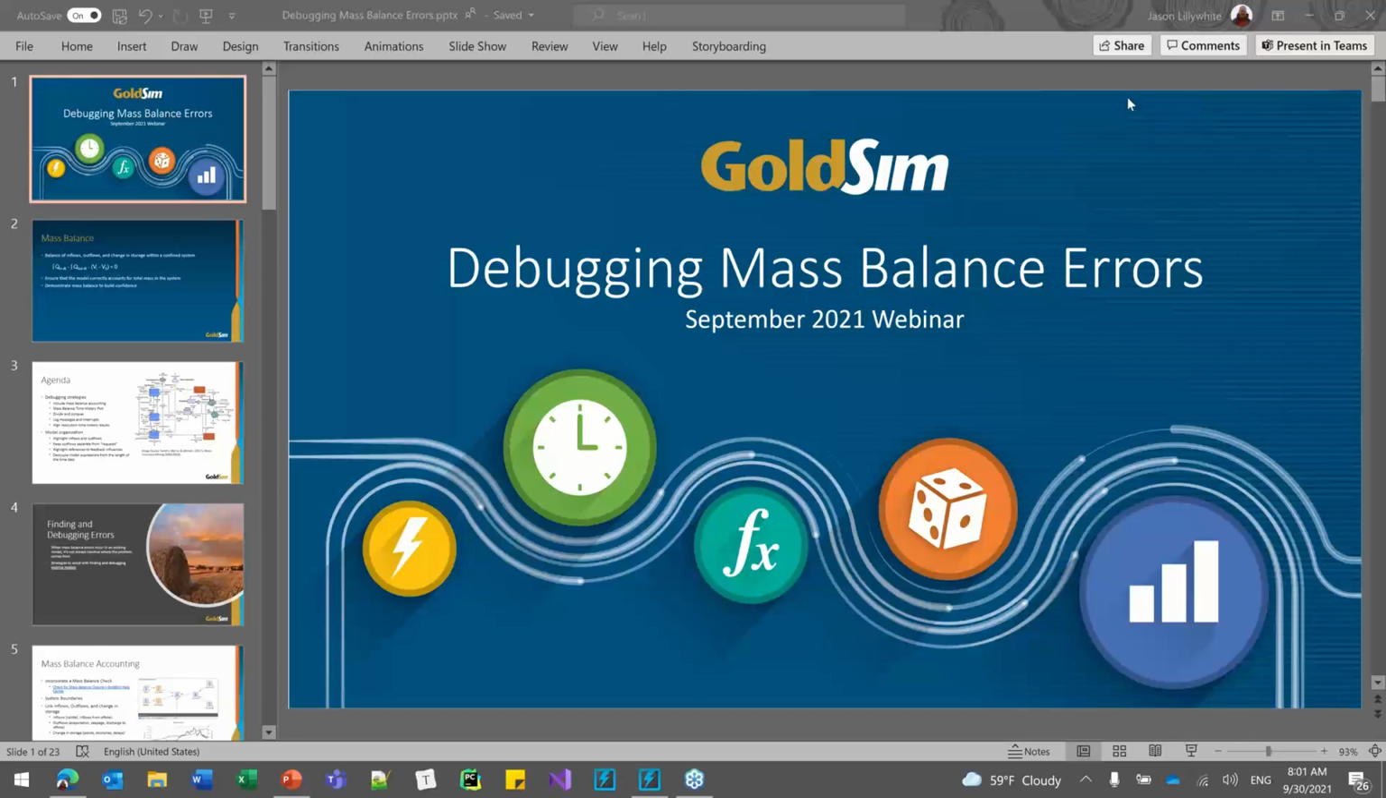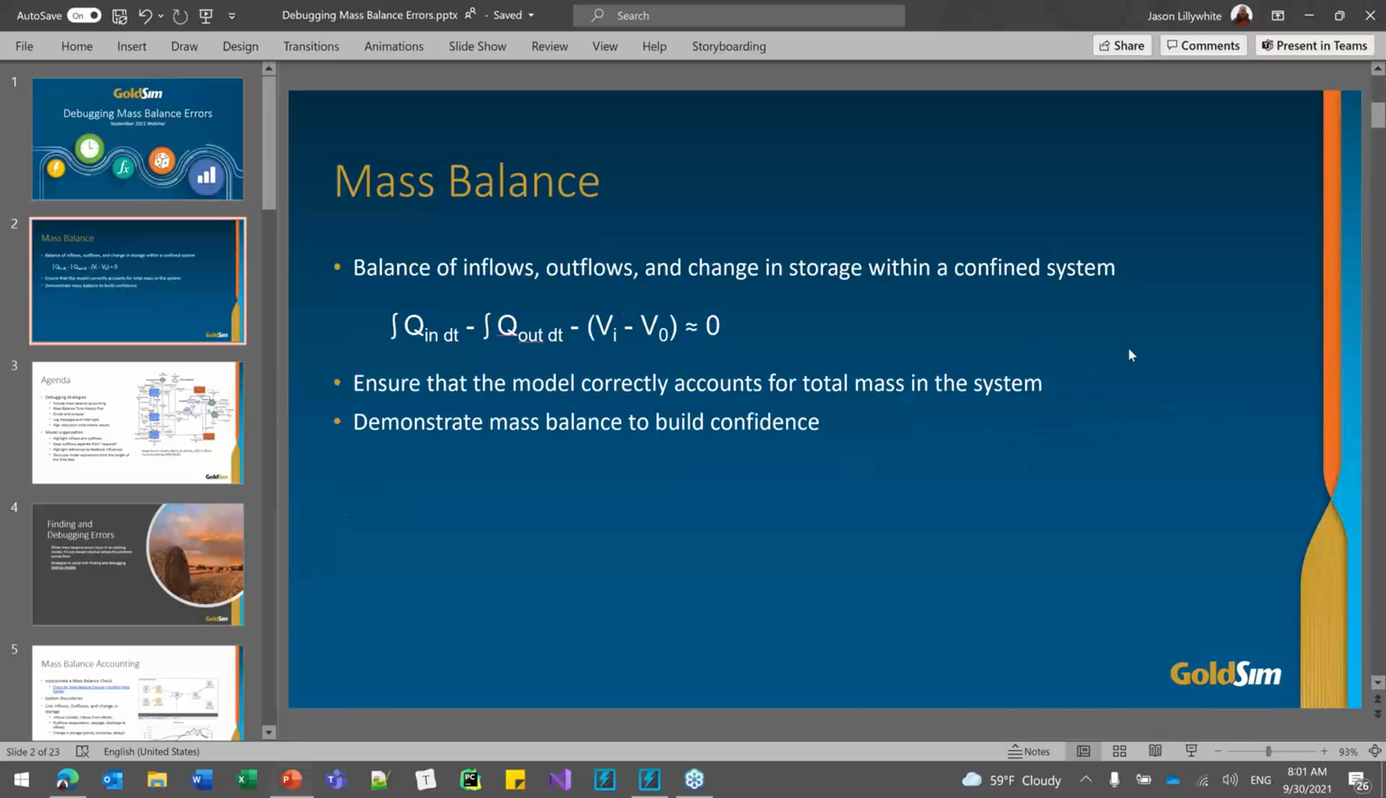And to start off, first thing I want to do is just introduce the subject, that being mass balance. What is mass balance? It's a balance of all of your inflows, outflows, and changes of storage within some sort of system that you're modeling. When I say inflows, I'm talking about flows coming into the system from outside of it. So imagine you draw a boundary around your system. Any flows that come into that, be it precipitation or offsite drainage or whatever it is, that's an inflow.